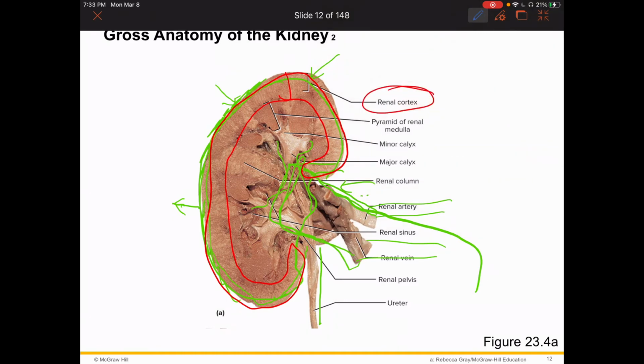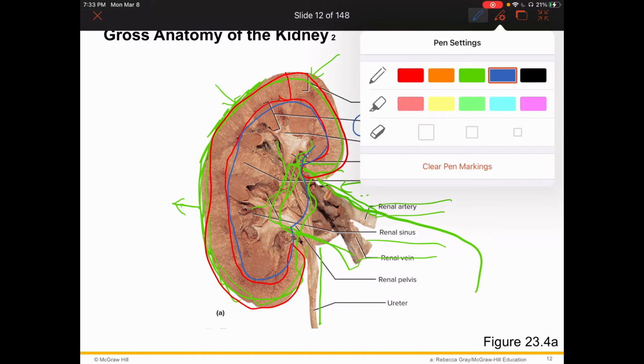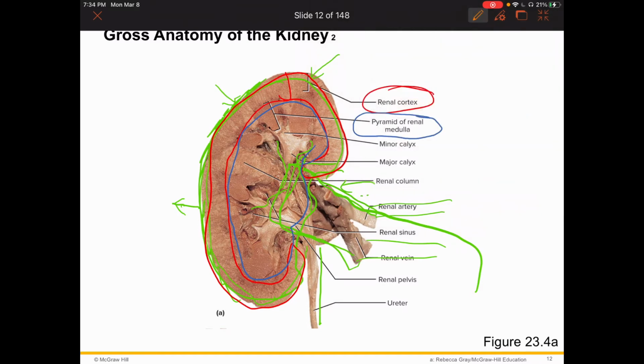I also want you to think nephron city, okay? And then the next thing is kind of interesting. The medulla means the middle part of something. So this is the medulla here. But in particular, let's talk about the pyramids of the medulla.